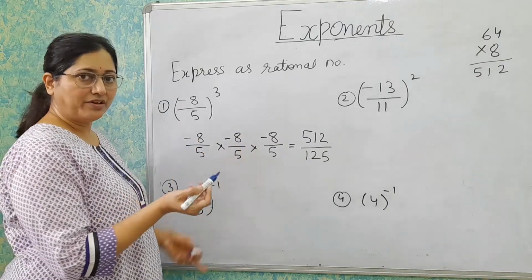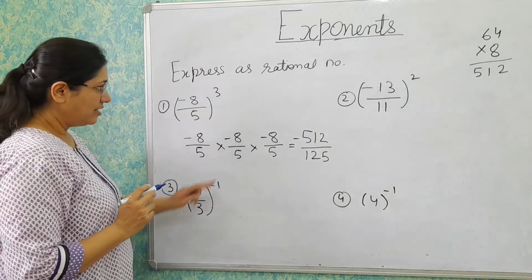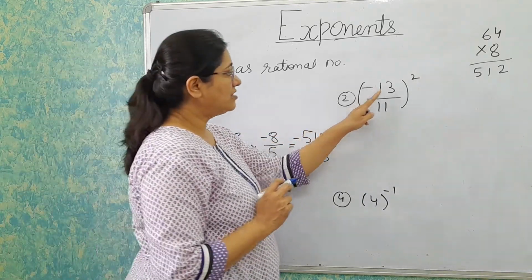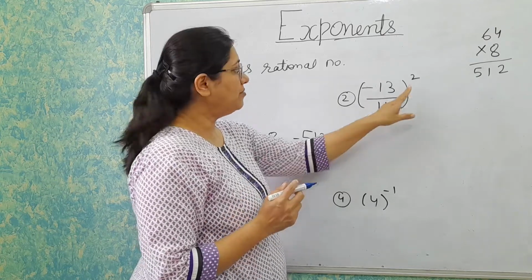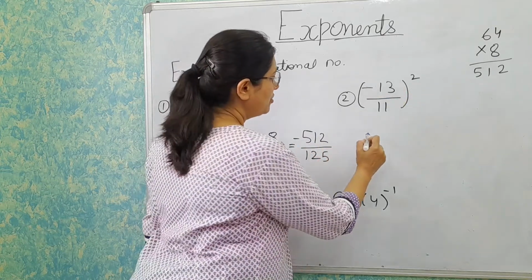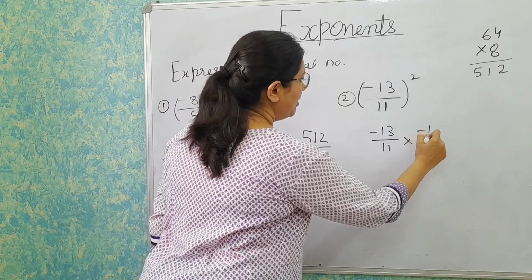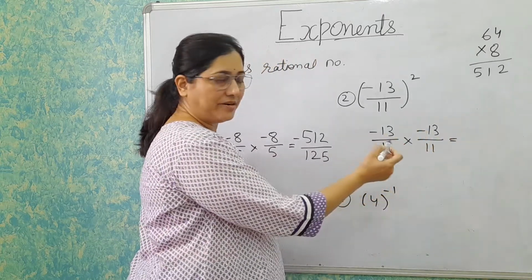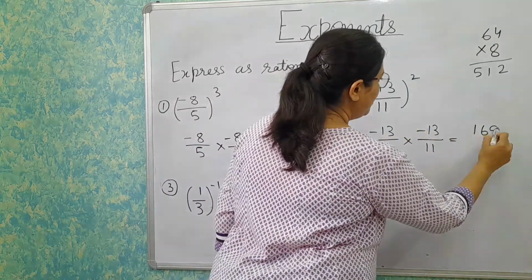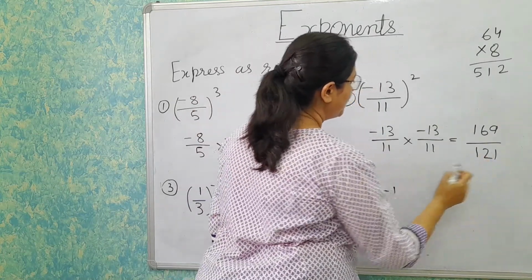Multiplication of three negative integers is always negative. So this is the answer. In our second question, minus 13 upon 11 is getting multiplied 2 times. So first I will write minus 13 upon 11 multiplied by again minus 13 upon 11. 13 multiplied by 13 is 169 and 11 elevens are 121.